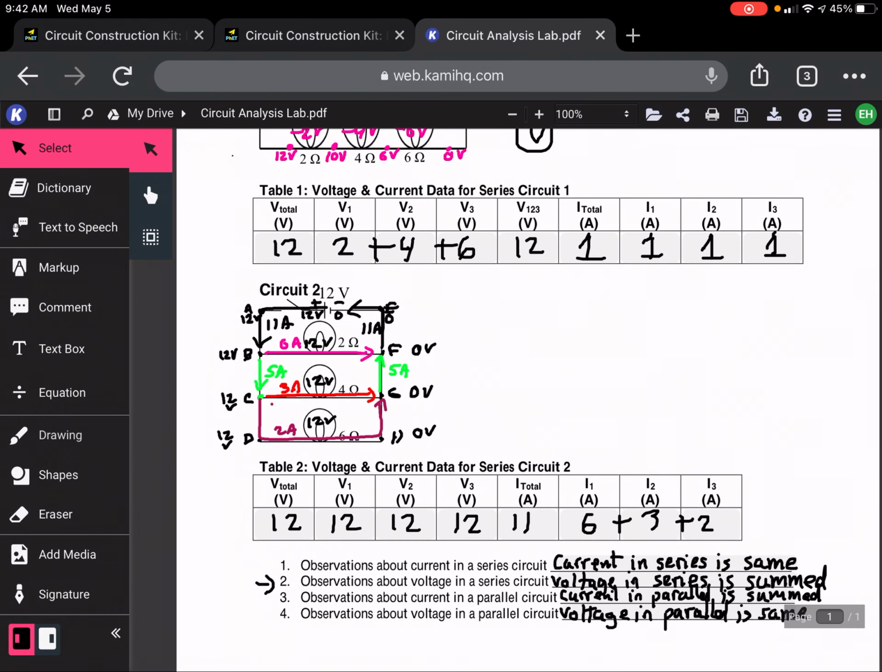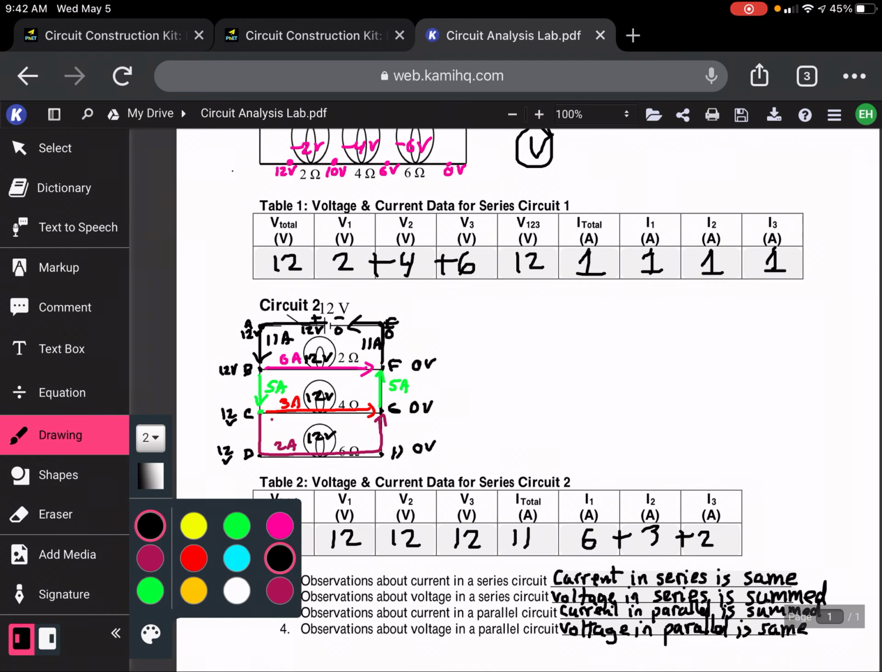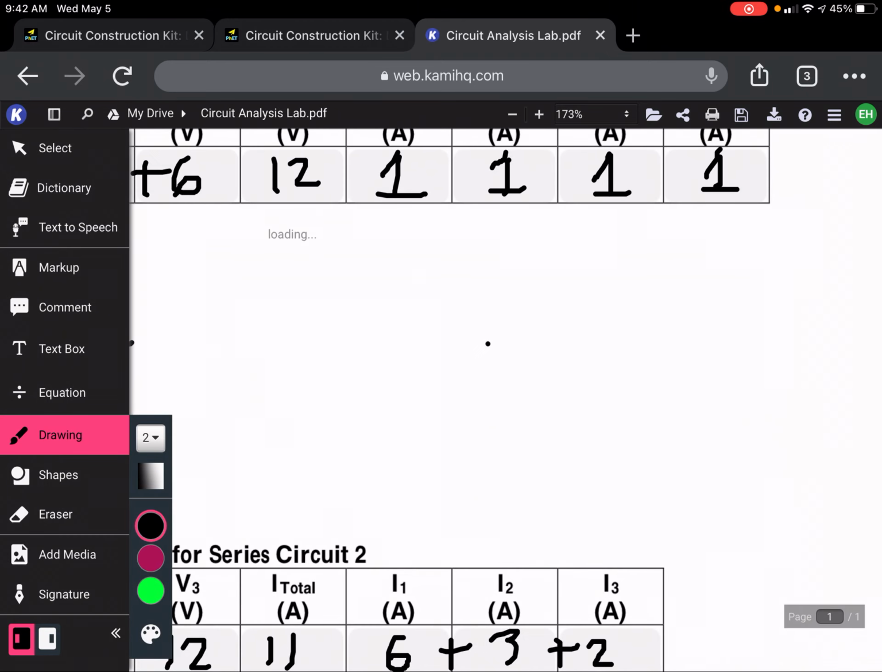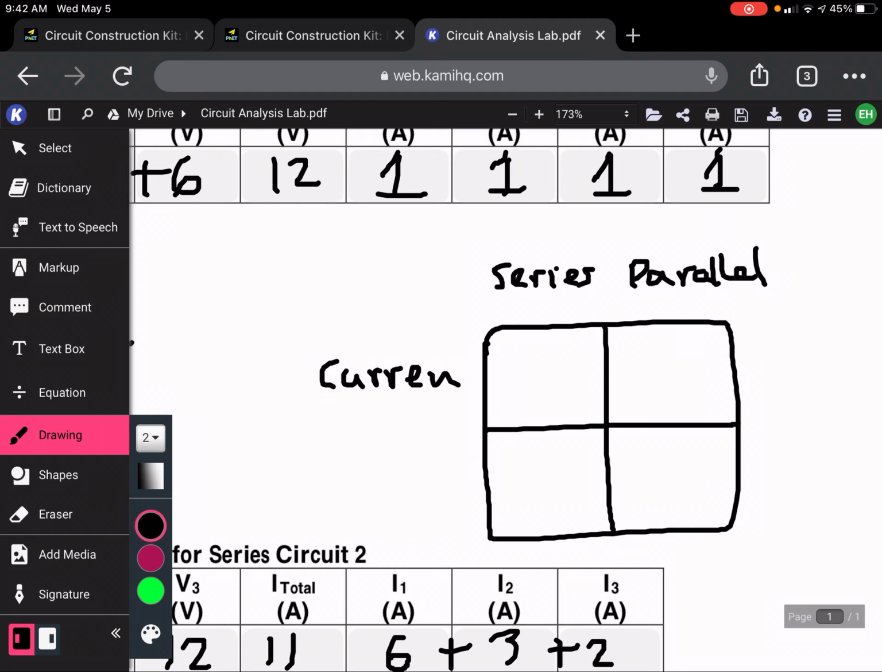All right, ladies and gentlemen, this has been the Circuit Analysis Lab. Now what we're going to do is create a summary table to help us with our analysis and our problem solving. Make a 2x2 grid. Across the top, we're going to write series and parallel. I call this the series and parallel chart. You're going to need this every time we do circuit analysis. Across the first row, we're going to write current, and across the bottom row, we're going to write voltage.